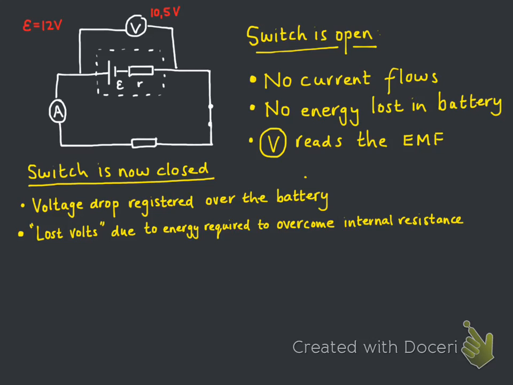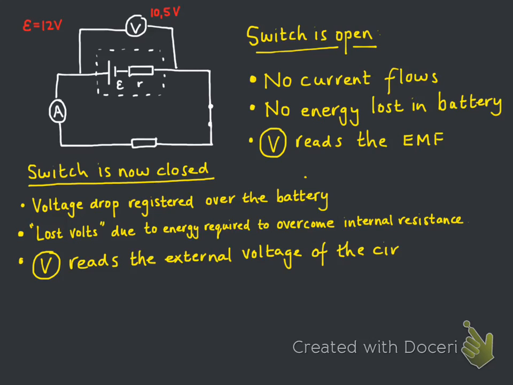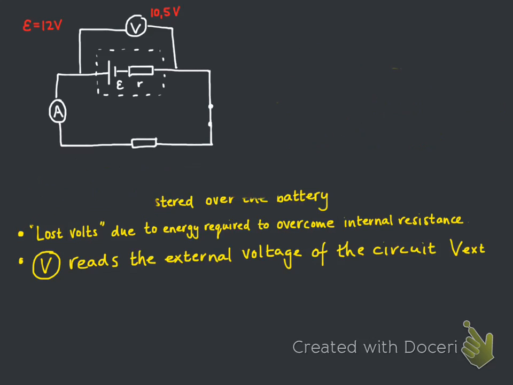And so as charges move through the battery, some energy is lost simply overcoming internal resistance. And so the voltmeter reading now, which is showing only 10.5 volts, is reading the external voltage of the circuit. It's the voltage that's left over once the charges have moved through the battery to be used in the external circuit. And we often refer to that as V external, the little subscript there, EXT.